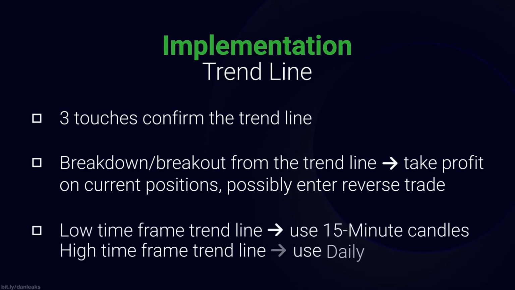For low time frame trend lines, for example on the 1-hour time frame, you can use 15-minute candles to confirm a possible breakdown or breakout from the trend line. For high time frame trend lines, we recommend that you use at least daily candle closes to confirm a possible breakdown or breakout from the trend line.